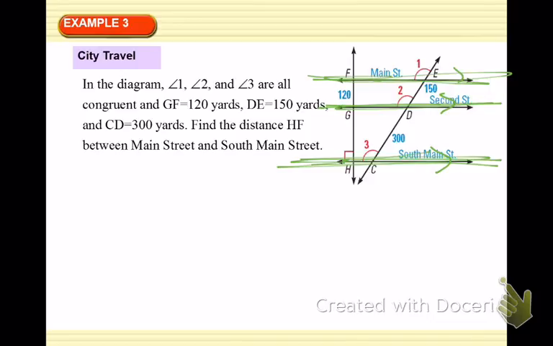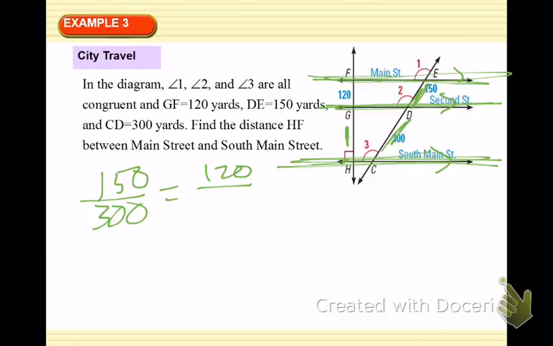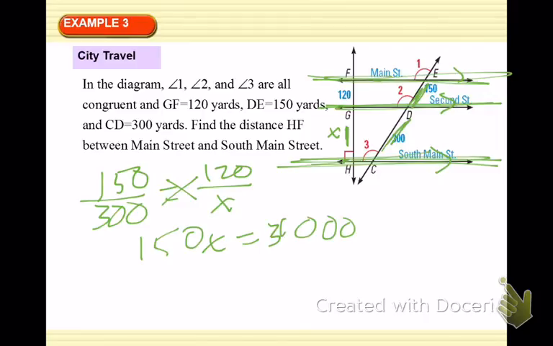Which means that if I write a ratio comparing 150 to 300, which is the distance from DE to CD, then it would have to be equal to comparing 120 to this piece here, GH, right? So GH is going to be X. Now you can cross multiply, and you get 150X, which is equal to 3,600.